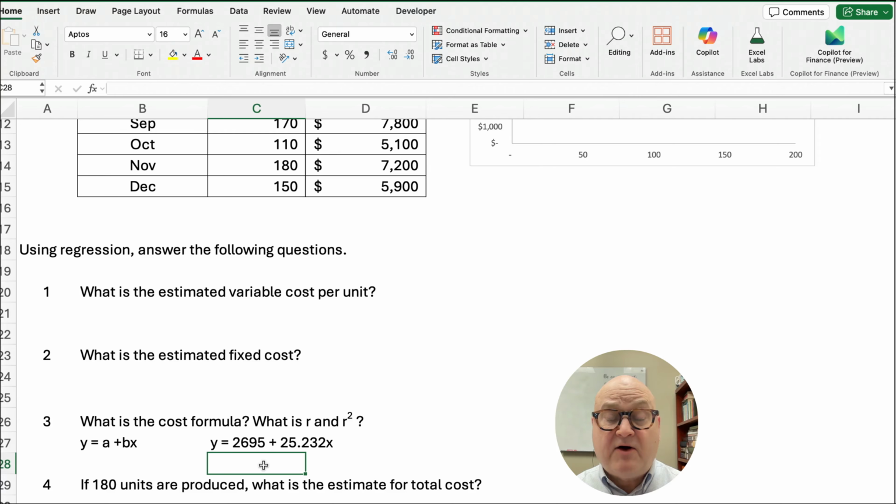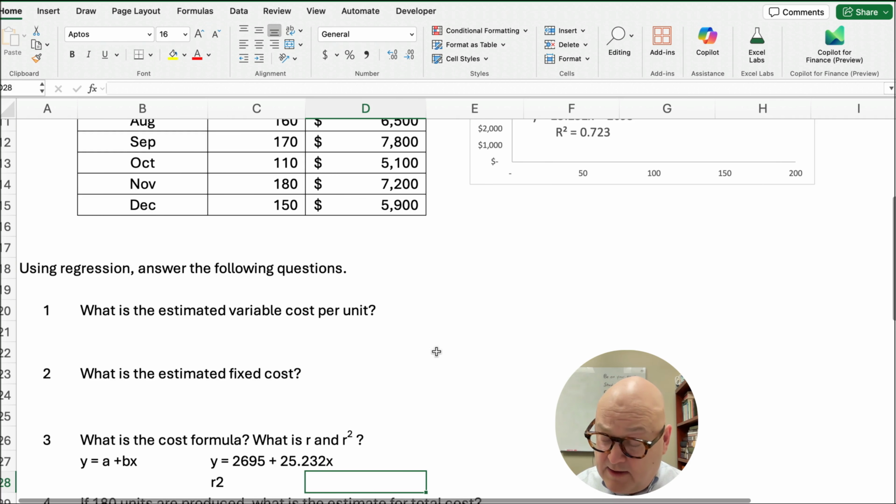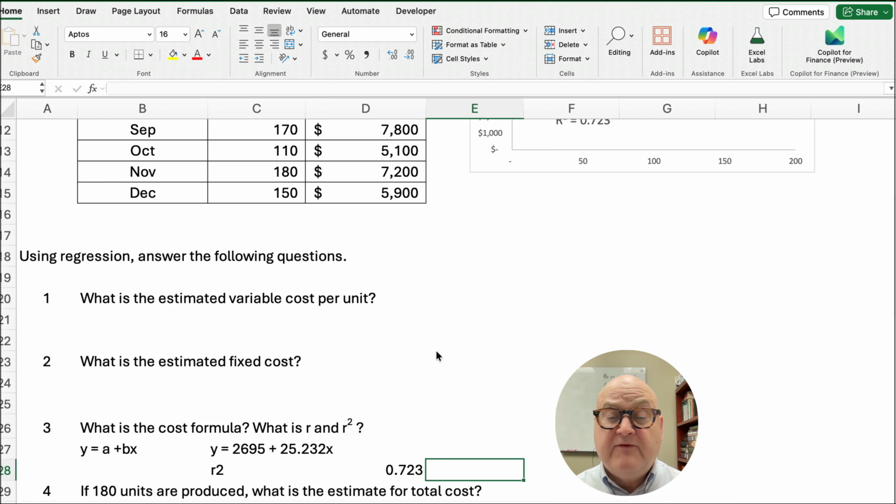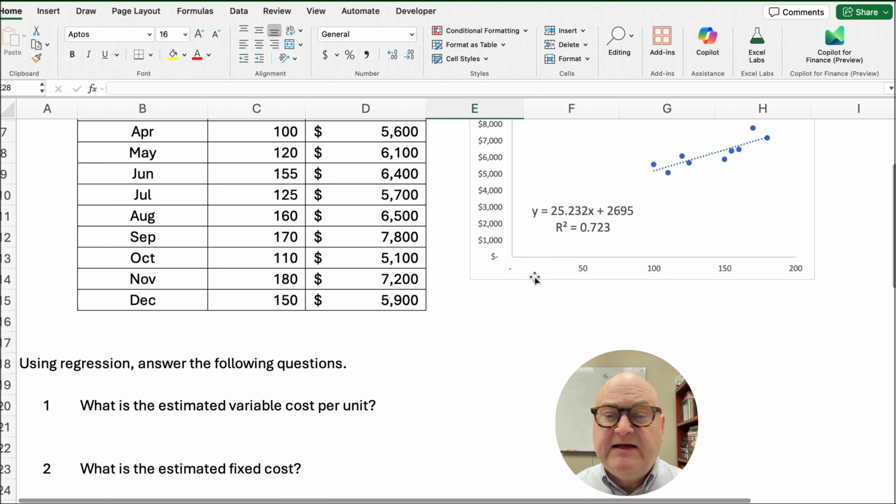So here the r squared is going to equal, I'm going to write this number down, 0.723. So that's the squared number. If we wanted to know the r value, that would be the square root of 0.723. All right, so let's see what we know.